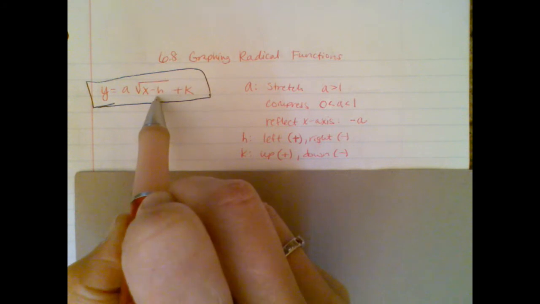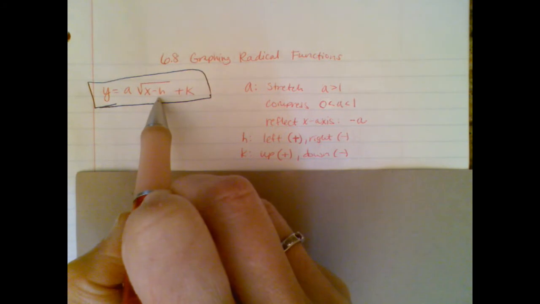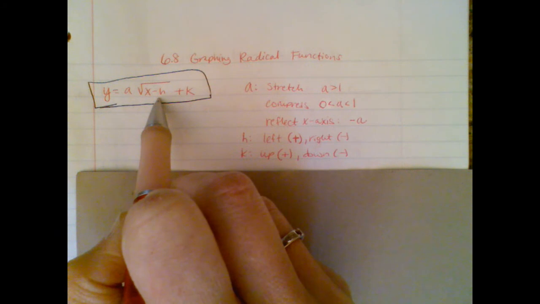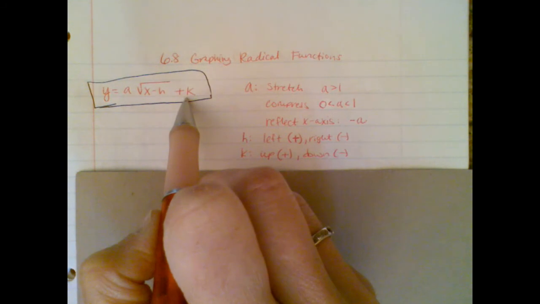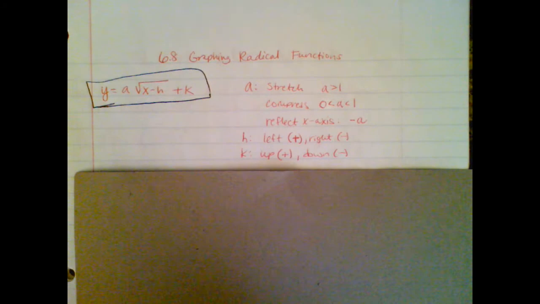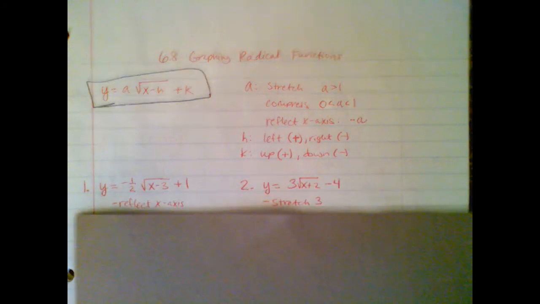This H right here underneath the square root symbol moves it left and right. It's the opposite of what you would think. So if it is positive, it's moving it to the left. If it is negative, it's moving it to the right. This K is in charge of moving the function up and down. If it is positive, it's going up. If it is negative, it is going down. So let's take a look at some examples.